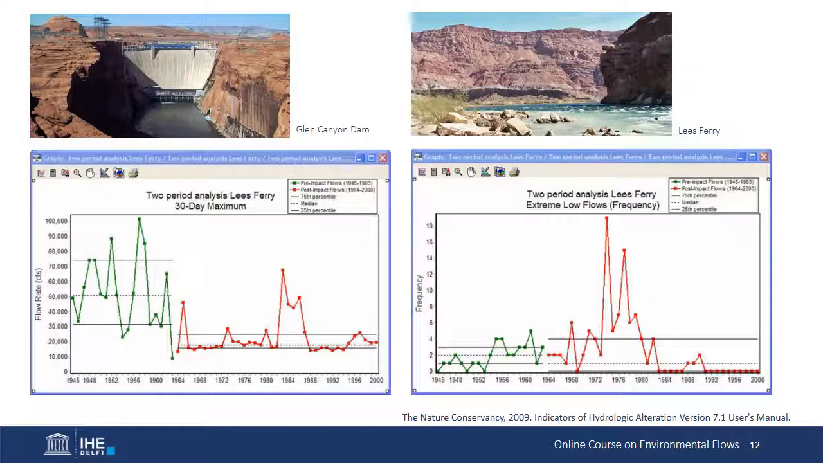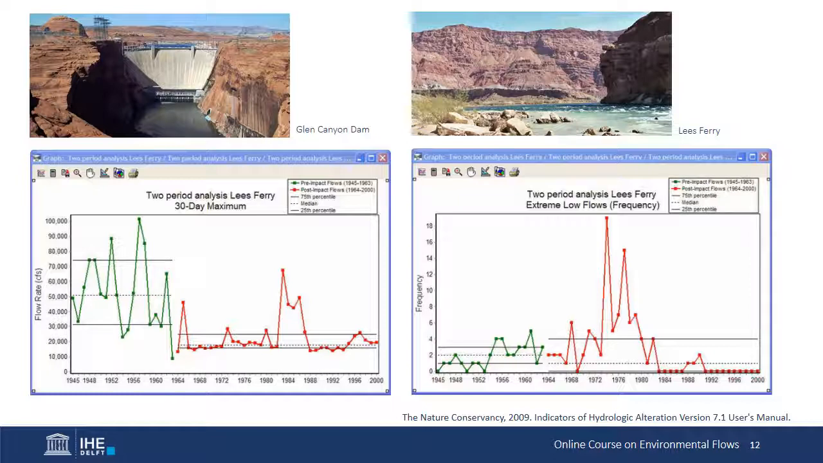Applying the IHA methodology to hydrographs before and after the construction of a dam or other major impact to flow regime allows for a detailed analysis of how ecologically relevant flow characteristics have changed. These examples are from Lee's Ferry, which is just downstream of Glen Canyon Dam on the Colorado River. The dam was completed in 1966.